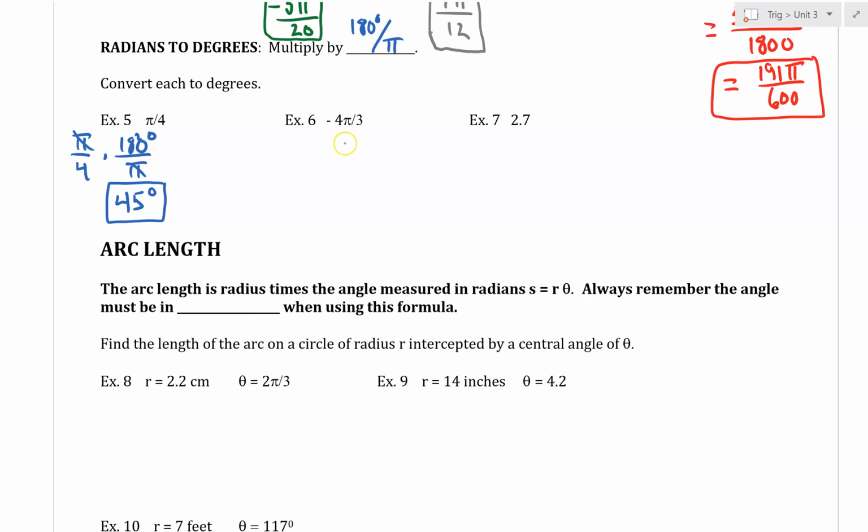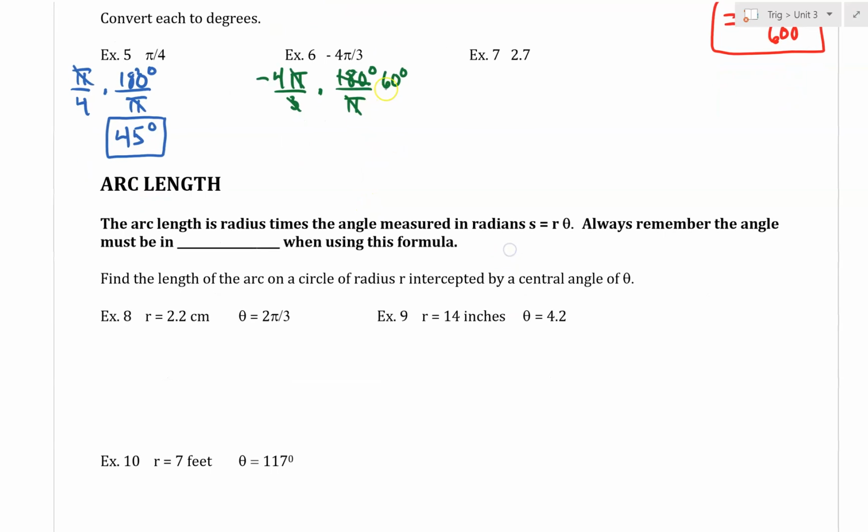The next one, negative 4 pi over 3. And we're going to multiply that by 180 degrees over pi. Pi's are going to cancel out. 3 divides into 180, 60 times. And then we're going to multiply 60 by negative 4, that's negative 240 degrees. That would be our answer to this one.